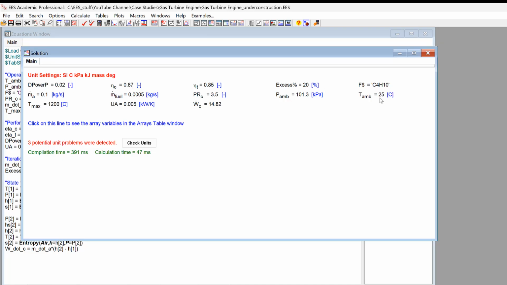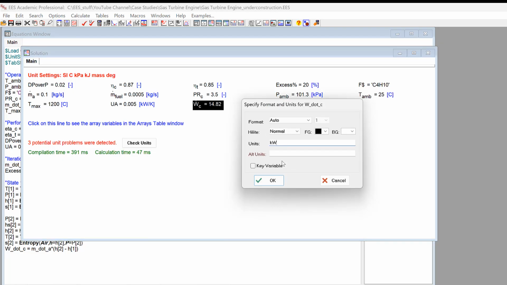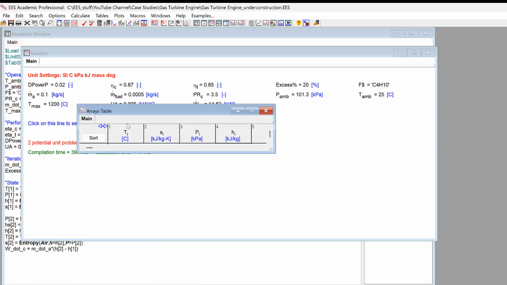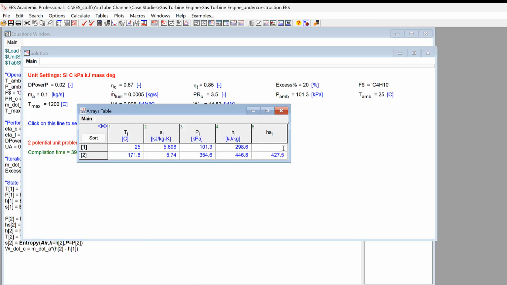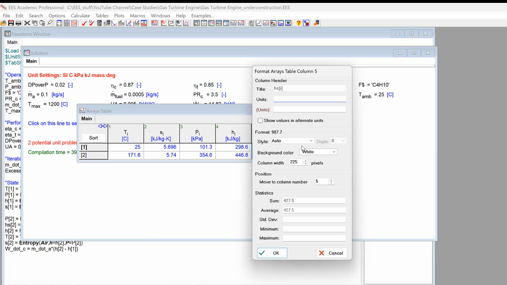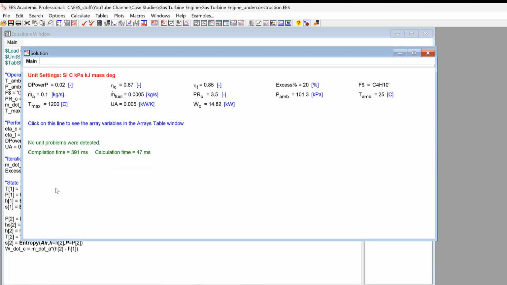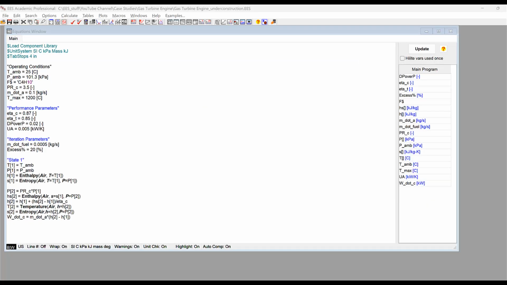And check our units. So there's some unit issues. This has to be in kilowatts. And then maybe over here I have HS. Yeah, this has to be in kilojoules per kilogram. And hopefully that gets rid of all my unit problems, and it does. Alright, so the next thing we need to do is model the combustor.